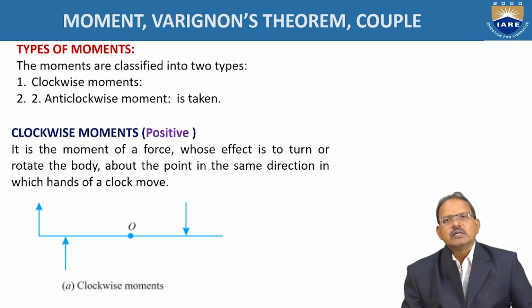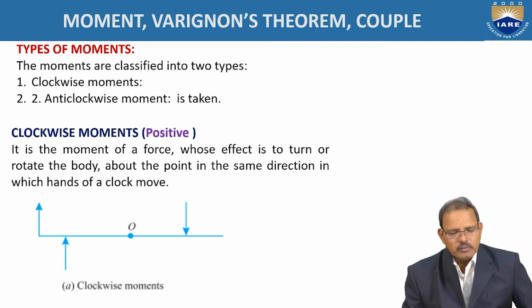These moments are classified into two types: one is clockwise moments and the second is anti-clockwise moments. When finding the resultant of moments or forces, clockwise moments are generally treated as positive moments and anti-clockwise moments are treated as negative moments. As shown in the figure, this is a clockwise moment, generally treated as positive while doing calculations.